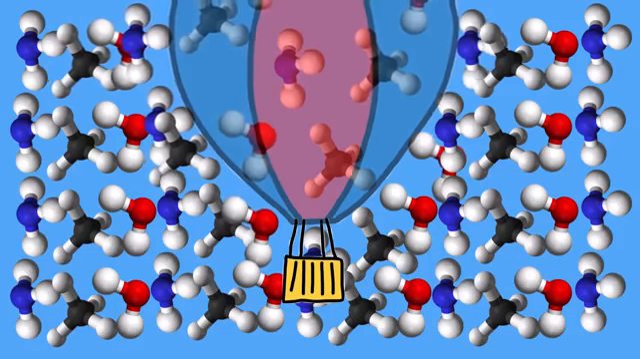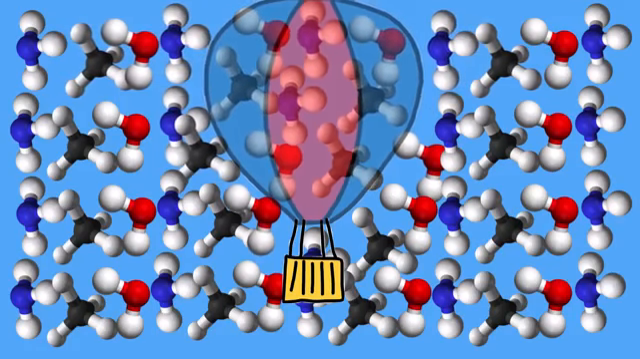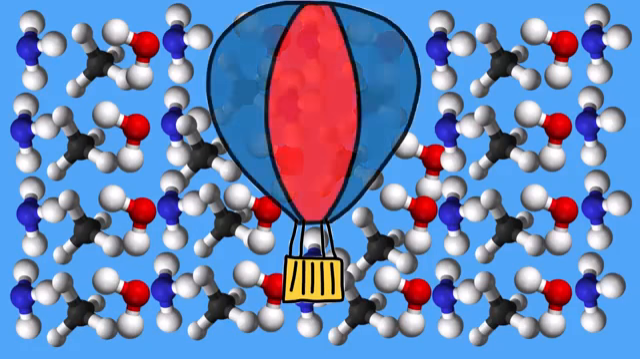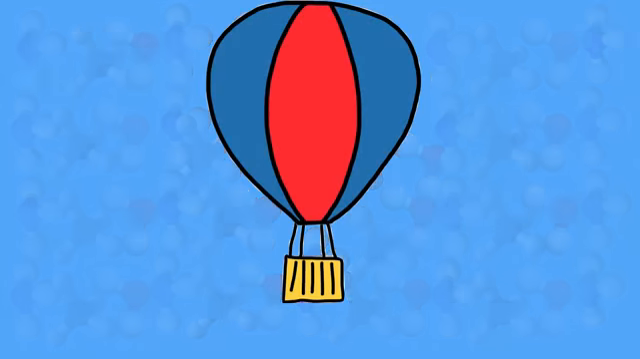When it's time to land, the pilot stops heating the air, and as it cools, it contracts to match the density of the surrounding air. The effects of gravity go to work and bring the balloon down to Earth.